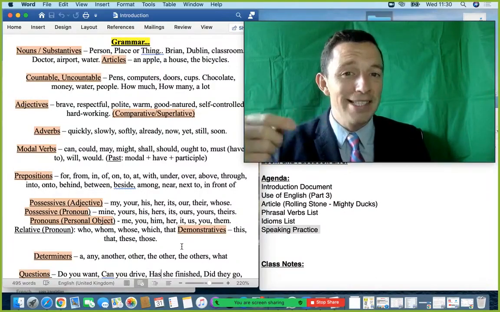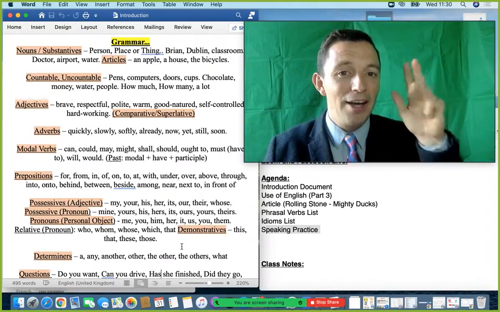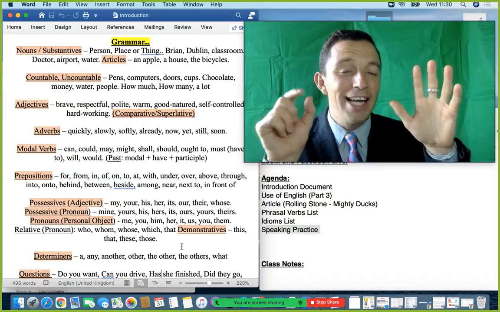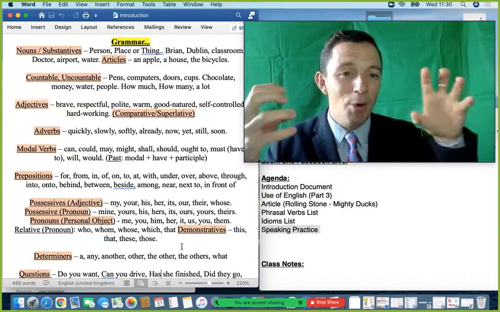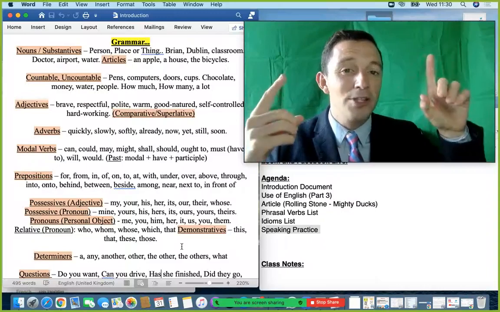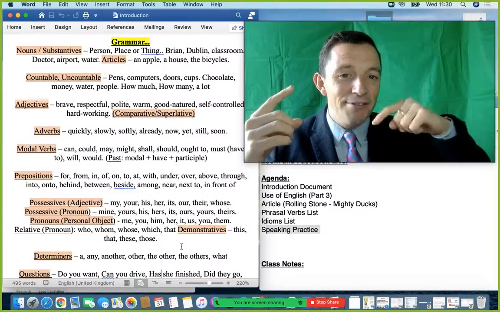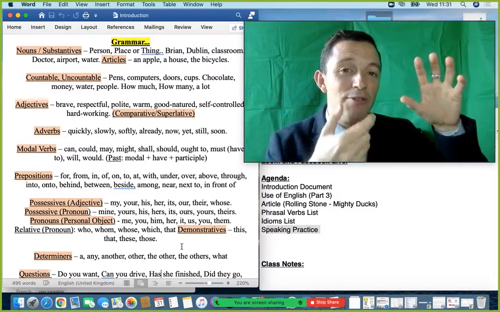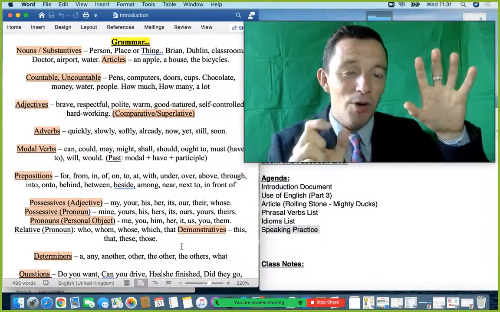There is one exception. When the noun begins with a vowel, a, e, i, o, u, the article is usually an. For example, apple, an apple. So the article is important in relation to the noun. We also have an adjective. So the function of the adjective is to describe the noun, and the position of the adjective is before the noun.